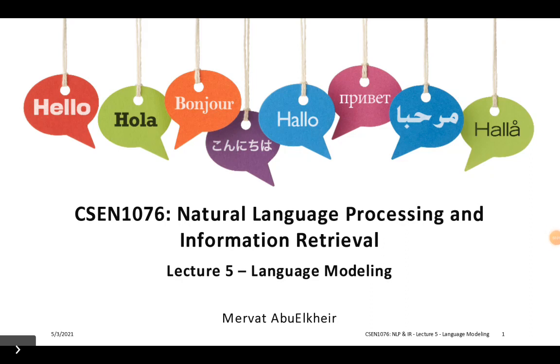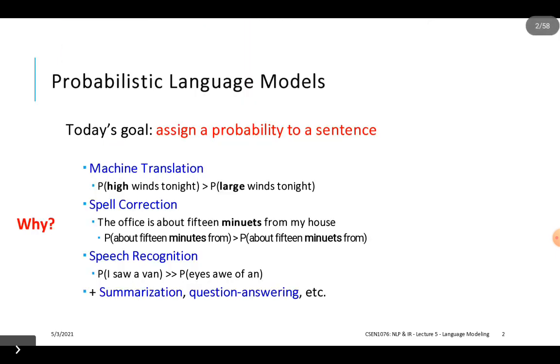Hello everyone, welcome to our fifth lecture in the Natural Language Processing and Information Retrieval course. And in this lecture we will start to cover an interesting topic, which is language modeling.